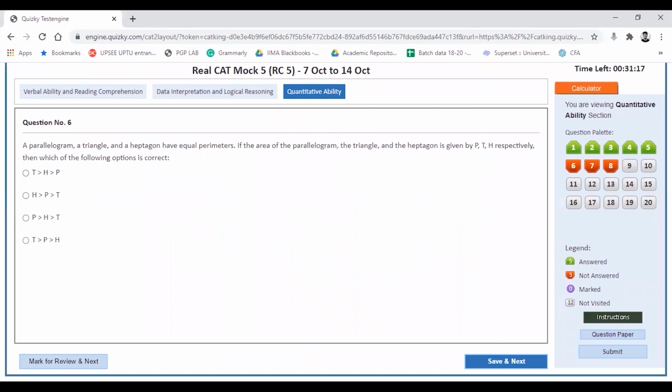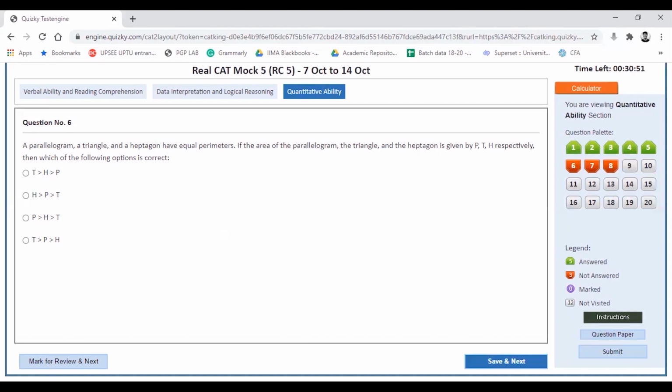A parallelogram, a triangle, and a heptagon have equal perimeters. If the areas of the parallelogram, the triangle and the heptagon are P, T, H. Okay, so the perimeter is constant and three different shapes are given. Now we know if the perimeter is constant and the number of sides increases, the area tends to increase. So in line with this, we know a circle would have the maximum area, and let's say a straight line has the minimum area for a given perimeter.